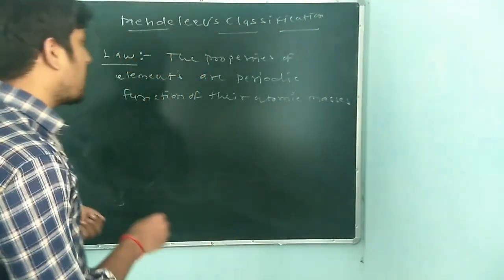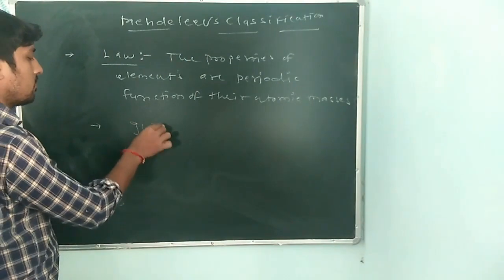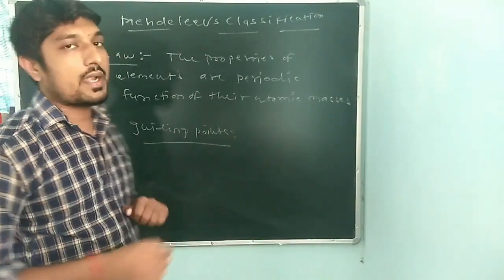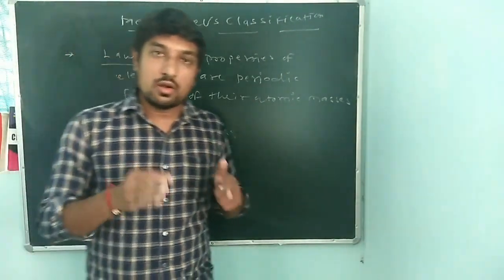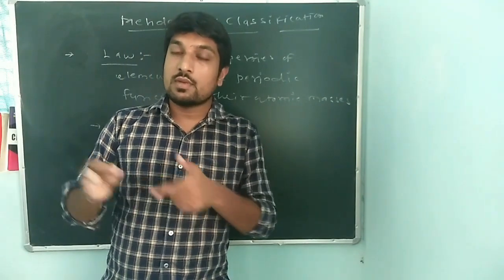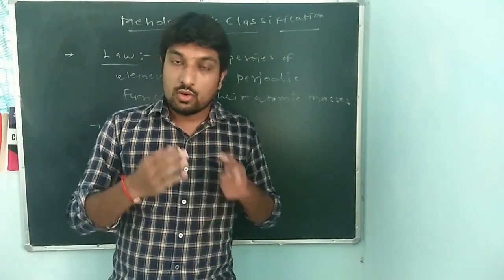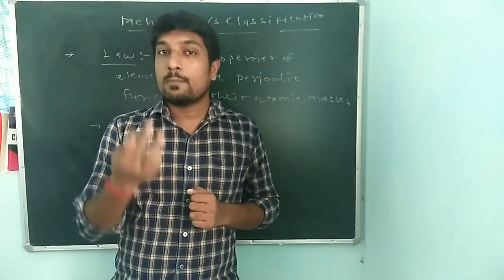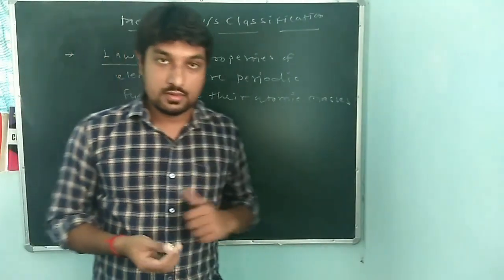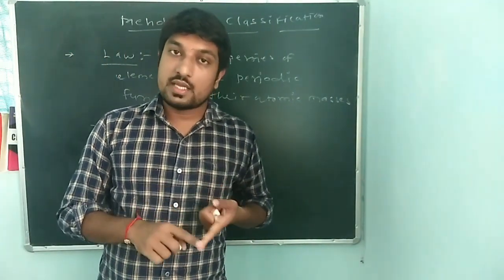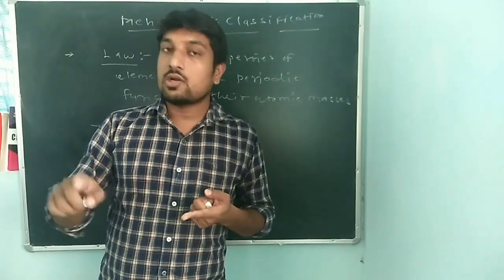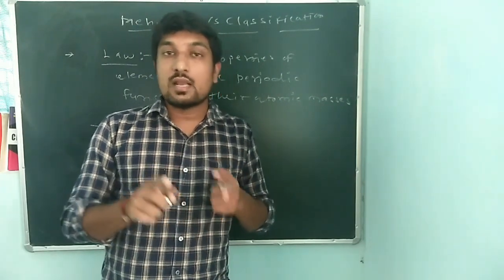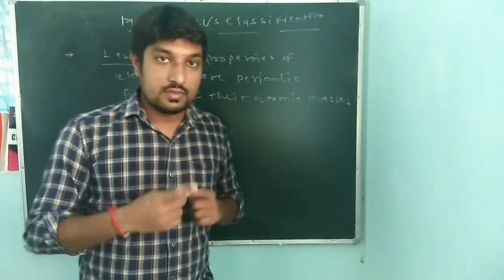There are two guiding points. First, increasing order of elements by their atomic masses, and second, grouping the elements with similar properties. These two are very important guiding points of the periodic table. We arrange the elements by increasing atomic masses, and we arrange the groups by the similar properties of elements.